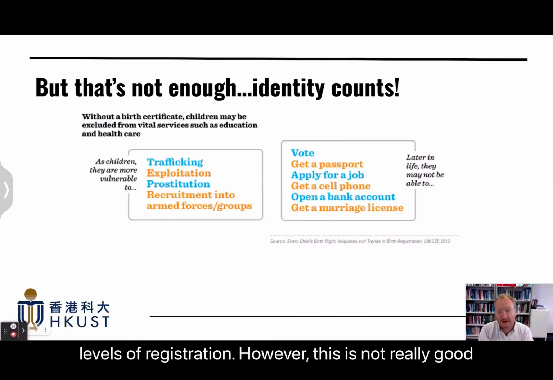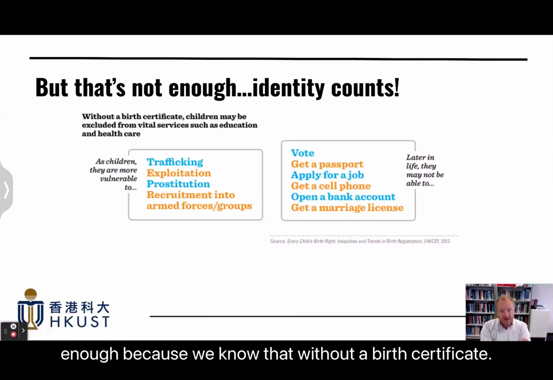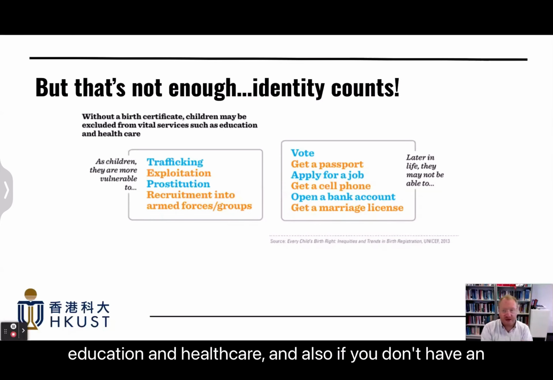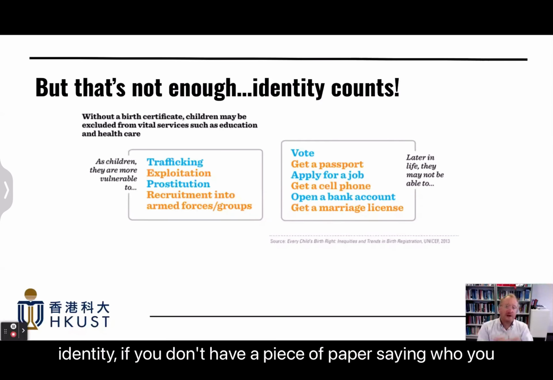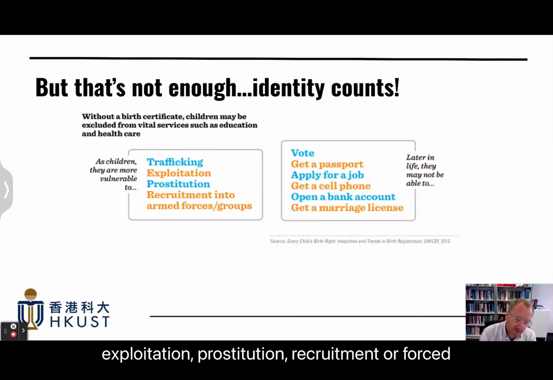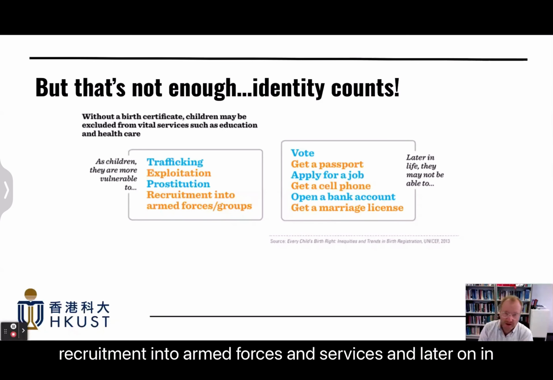However, this is not really good enough, because we know that without a birth certificate, children can be excluded from many, many services such as education and healthcare. And also, if you don't have an identity, if you don't have a piece of paper saying who you are, then you're much more vulnerable to trafficking, exploitation, prostitution, recruitment or forced recruitment into armed forces and services.